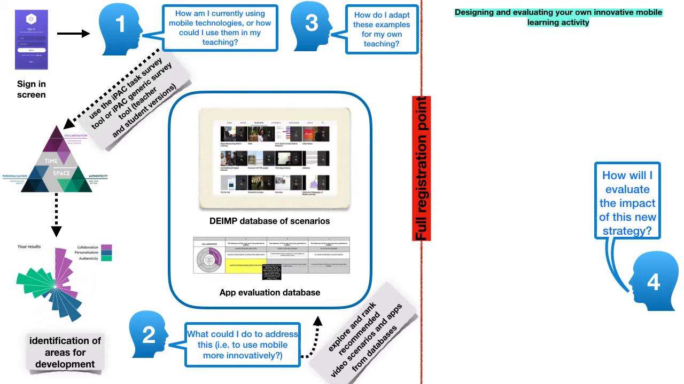So at this point, people are asking the question, how will I evaluate the impact of this new strategy? That's what this second half of the app is all about, and there are a number of elements. These are not in any particular order, but we imagine at this point, for example, we would collect more demographic data about the user, who they are, are they a teacher, what subject, what phase, perhaps even personal data if we want to interview them, email address, and so on.